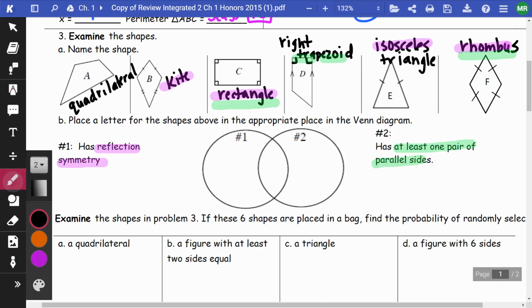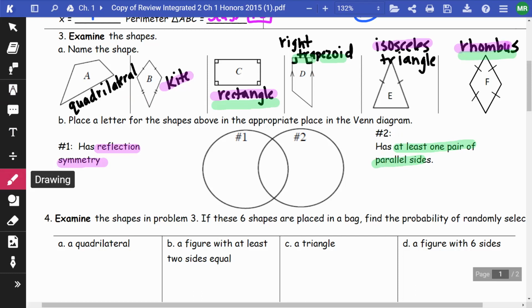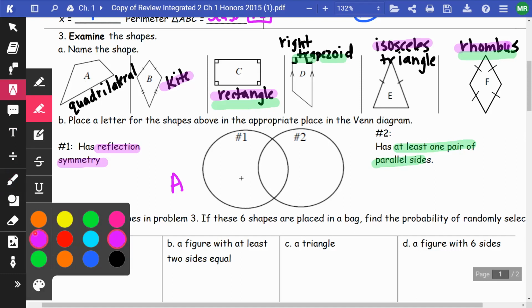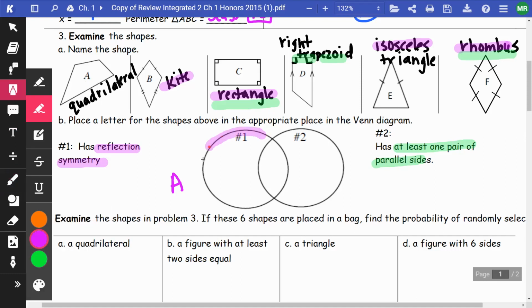Okay, so looking at this, the quadrilateral is not going to be in any of these. So I'm going to have A outside. And let me just kind of circle this. So this is my reflectional symmetry. This is my at least one pair of parallel sides.